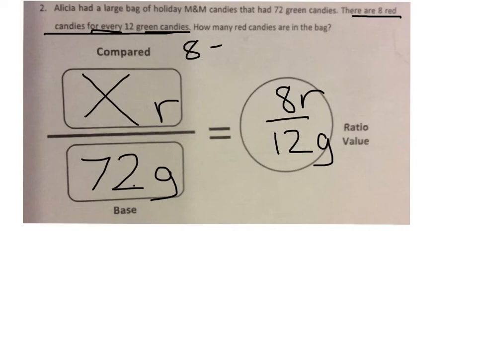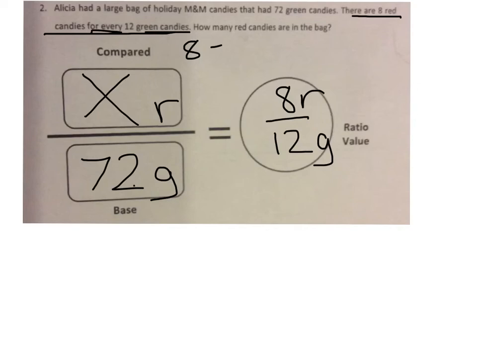And if I look at this, 8 is more than half of 12 this time. Half of 12 is exactly 6, and you're more than halfway. So I have to be more than halfway of 72. So I know my answer. If I think of what is exactly half of 72, that's 36.